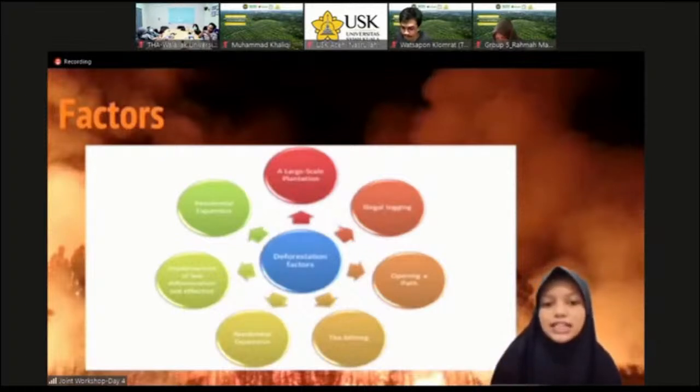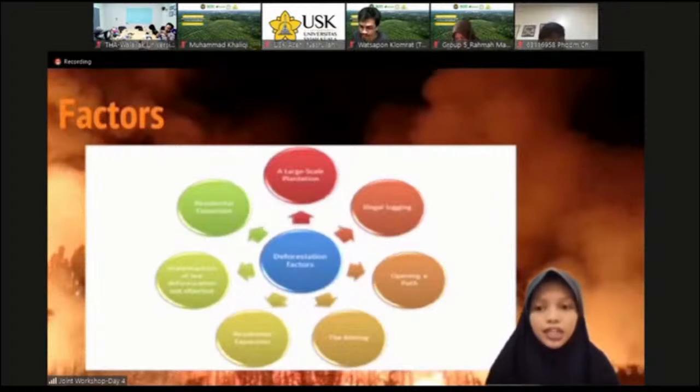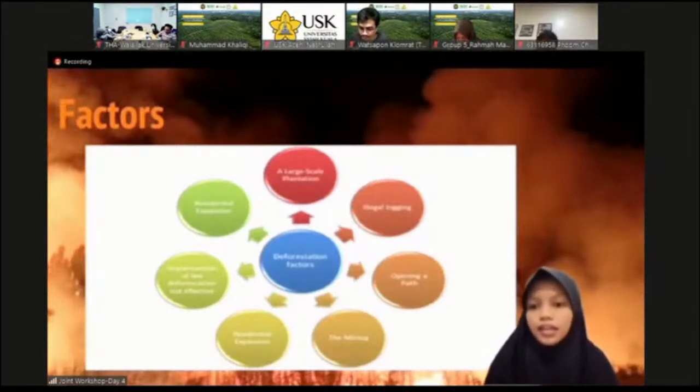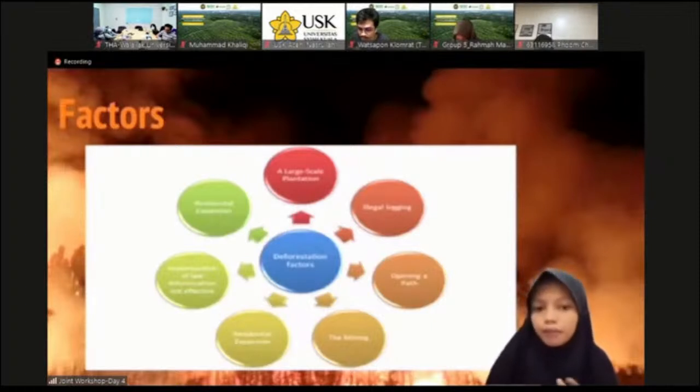The third factor is illegal logging. The illegal logging industry will cause the forest to shrink slowly, especially if a wood processing factory is also built in that area. In that case, the deforestation process will run faster and be more permanent. Even if the replanting process is carried out, the restoration process will take decades.